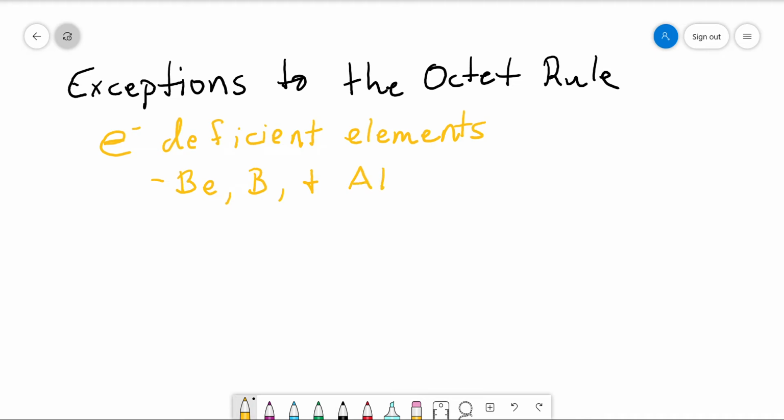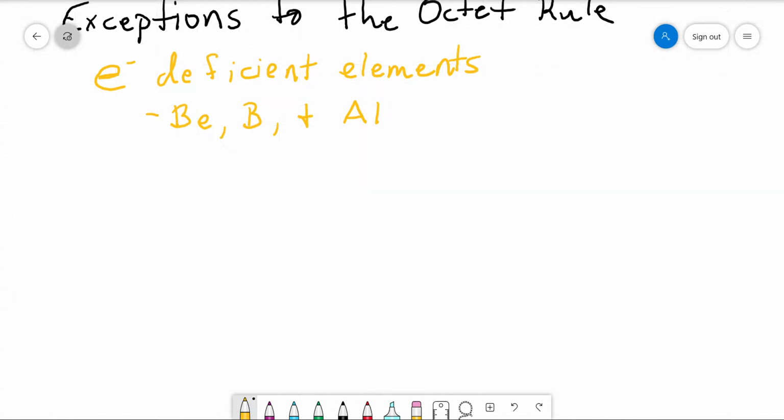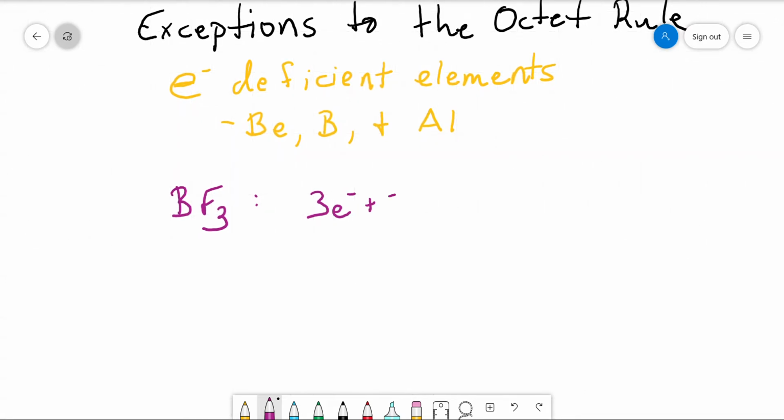They don't always have to have a full octet. We're not going to really worry about why that is, but I'll just give you some examples. If we look at BF3, if we add up all of the electrons there, we have 3 electrons for boron, plus 3 times 7 electrons for fluorine, and we get 24 electrons.